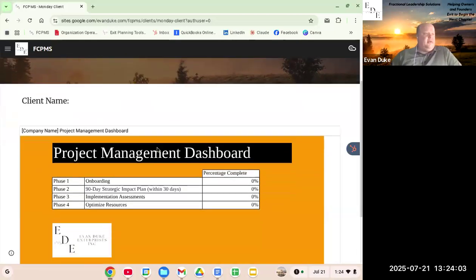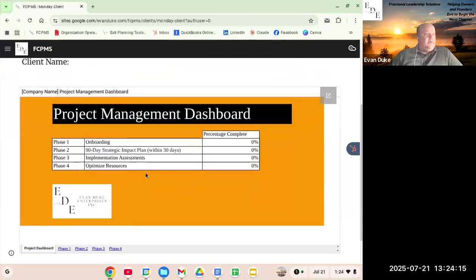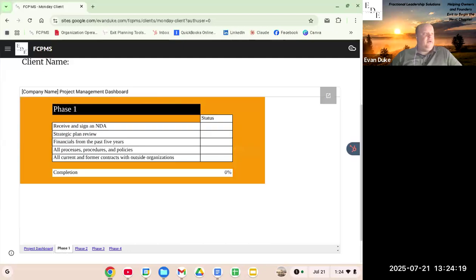What this is going to do is show you, up here, the percentage complete, and it's going to show you all 4 phases, and you'll be able to track and see where we stand. And what's nice is you click down here, phase 1. This is going to show that we don't have any of this done yet. As soon as we get these completed, with each one that gets completed, this percentage will increase.